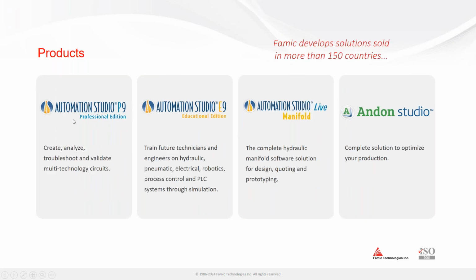We have 4 products. The first product is Automation Studio Professional Edition version 9, which is used to create, analyze, troubleshoot, and validate multi-technology circuits. Automation Studio Educational Edition is used to train future technicians and engineers on hydraulic, pneumatic, electrical, robotics, process control, and PLC systems through simulation. Automation Studio Live Manifold is a complete hydraulic system manifold software solution for design, coding, and prototyping. And the last one is Unknown Studio, which is used for Industry 4.0.